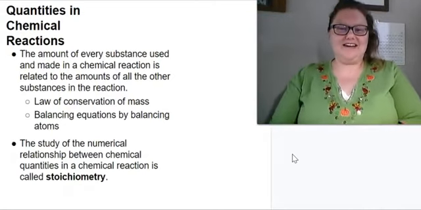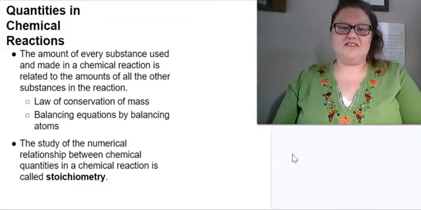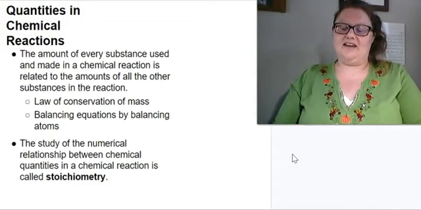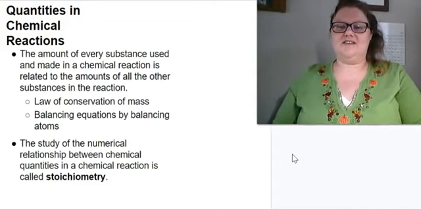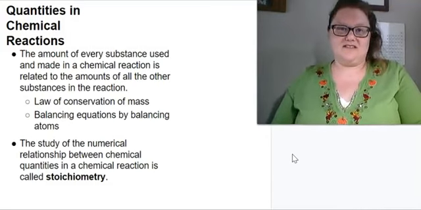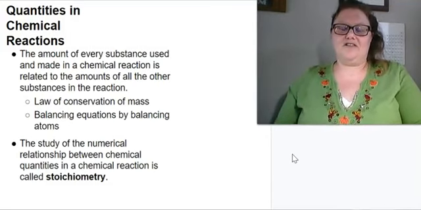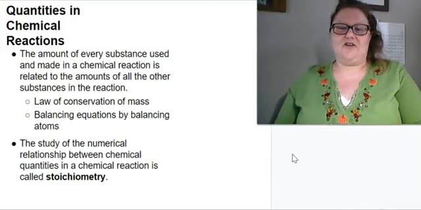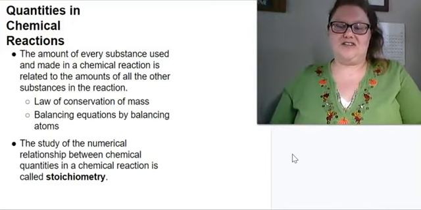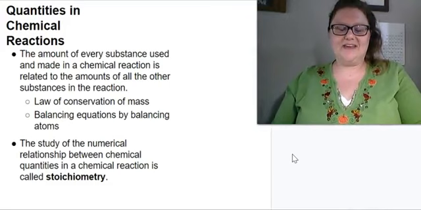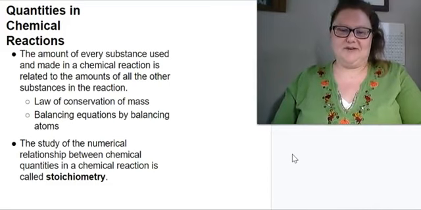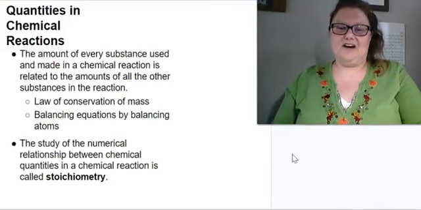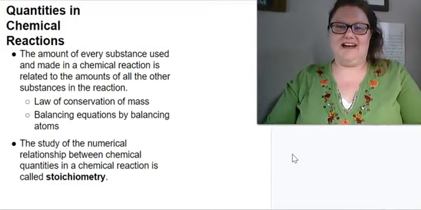Quantities in chemical reactions. The amount of every substance used and made in a chemical reaction is related to the amounts of all the other substances. That's called the law of conservation of mass, and it's also related to why we balance equations by balancing those atoms. The definition of stoichiometry is the study of the numerical relationship between chemical quantities in a chemical reaction.